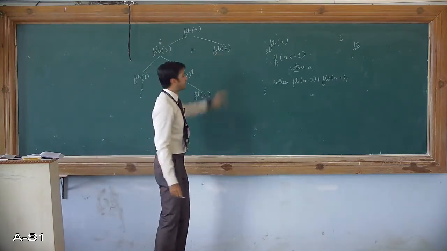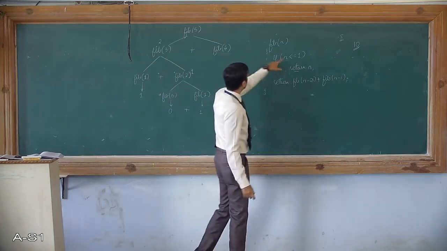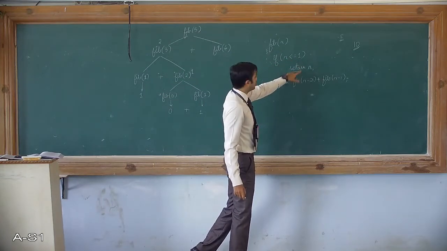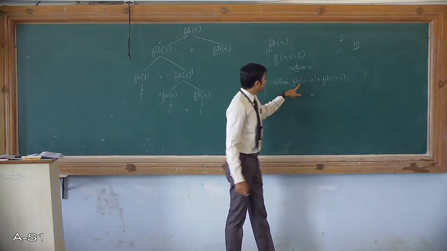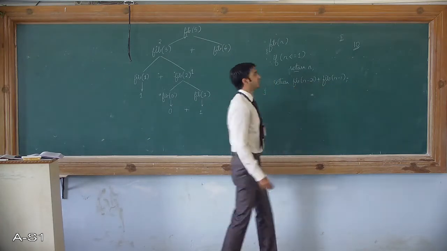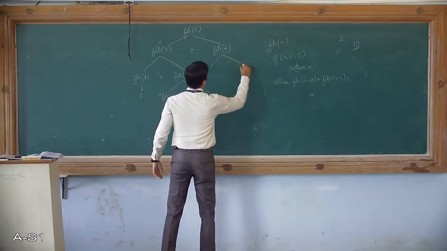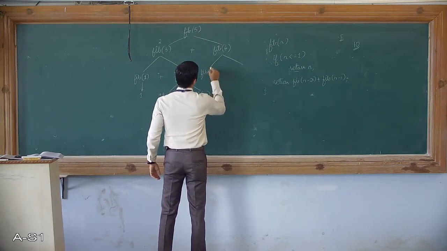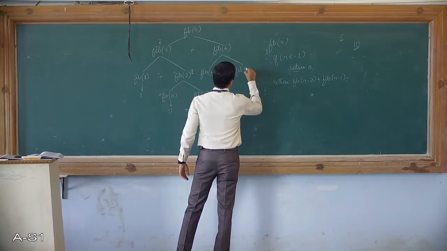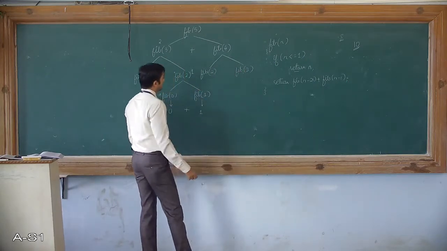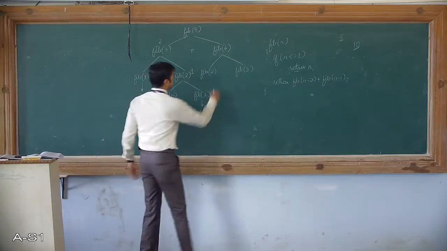Coming to the right hand part. Again, fib of 4, n less than or equal to 1. The condition is false because n value is 4. Recursively, this function will be called for n minus 2 and n minus 1. So fib of n minus 2. N minus 2 is 2. Fib of 3. Let us solve this left hand side first.